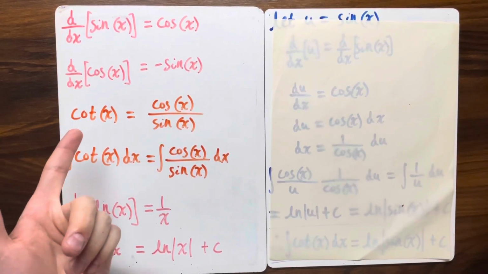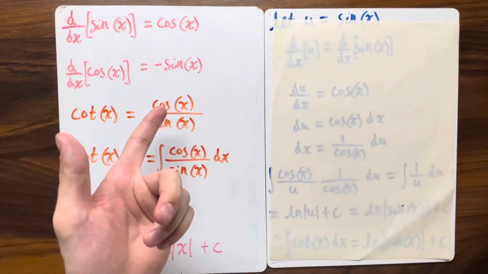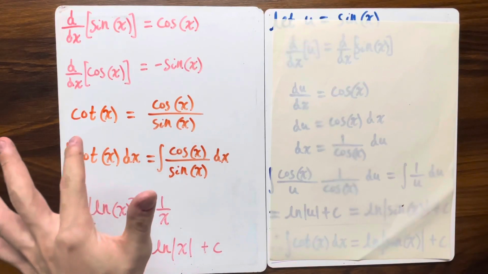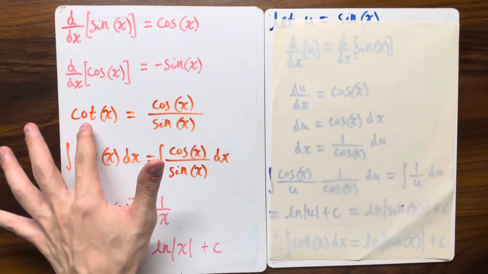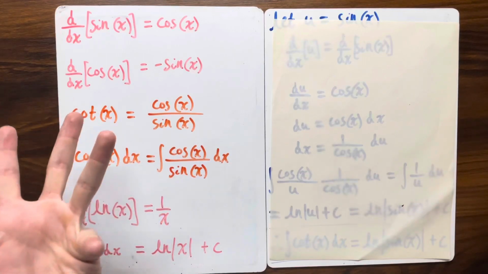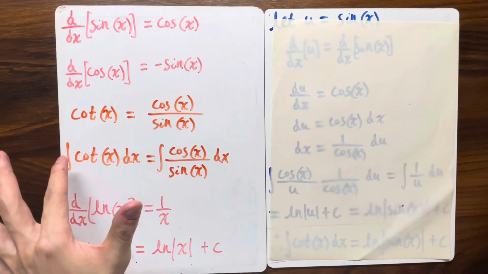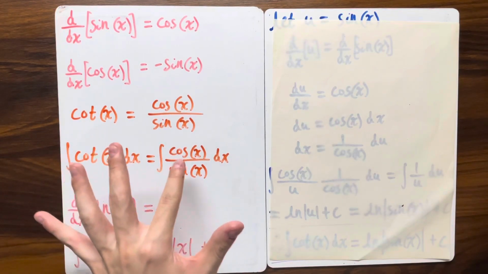We know that cotangent can be written as cosine divided by sine. When we tried taking the derivative of cotangent, we rewrote it like this and used the quotient rule. Now trying to integrate cotangent, we can kind of do the same thing.